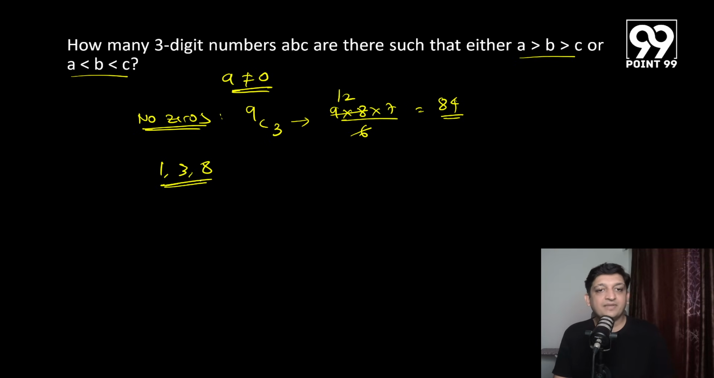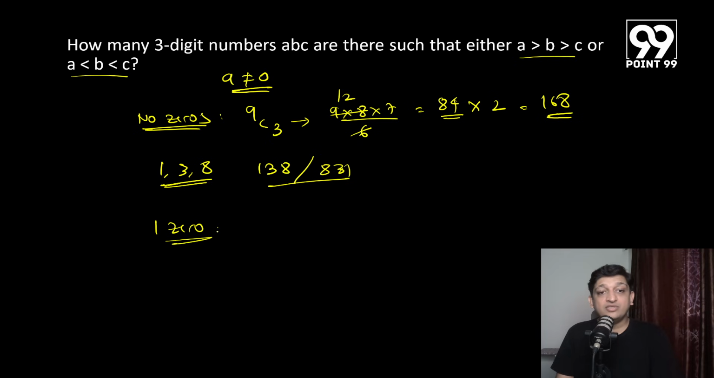Now as soon as I select 3 numbers, let's say for example I have selected 1, 3 and 8. Now either I can arrange them as 1, 3, 8 ascending order, or I can arrange them as 8, 3, 1 descending order. So for each of these cases, I will have 2 possibilities that will exist, right? So in this case, I will have 168 possibilities that will exist. But if there is 1 zero, there cannot be more than 1 zero. So if there is 1 zero, what can happen? Can that 0 be here? Not really, because A cannot be equal to 0.